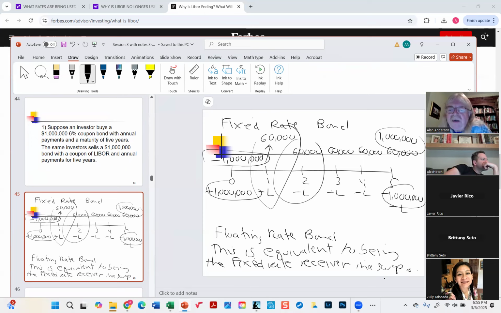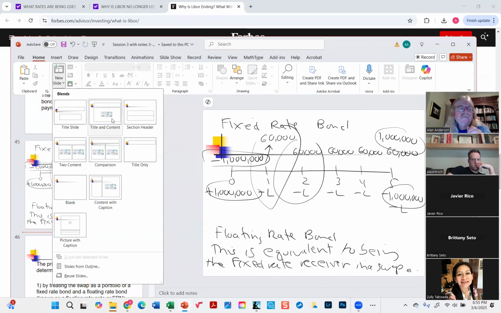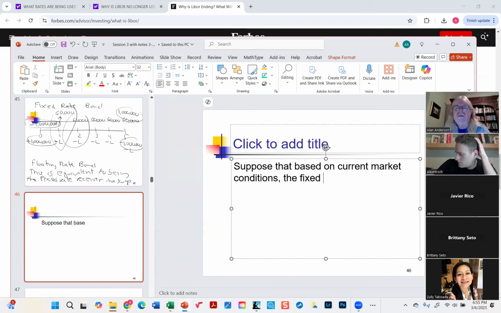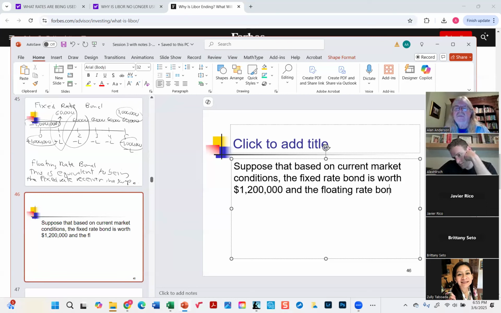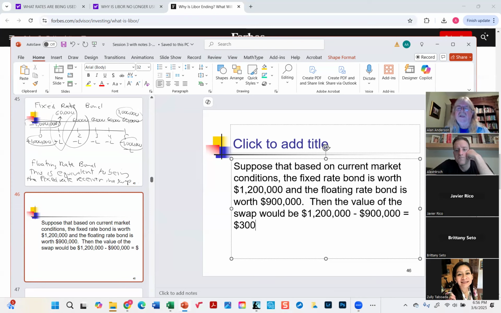Now, the reason why that matters is because if I can calculate the market price of that fixed rate and floating rate bond, the sum of those two would give me the price of the bond, the swap rather. Okay. So in other words, suppose that it turns out that based on current market conditions, the fixed rate bond is worth 1,200,000 and the floating rate bond is worth 900,000. Then the value of the swap would be $300,000.